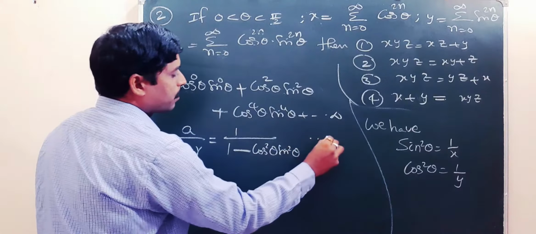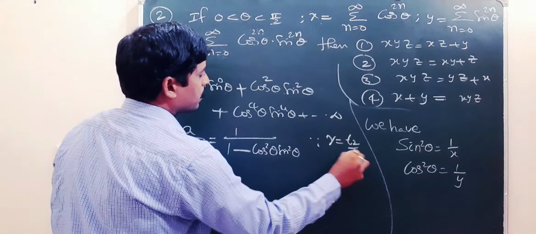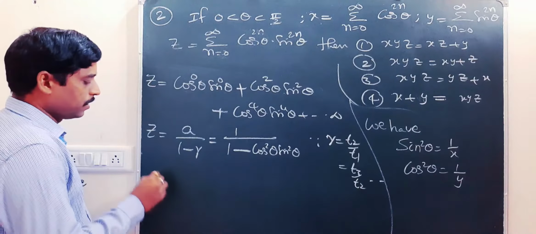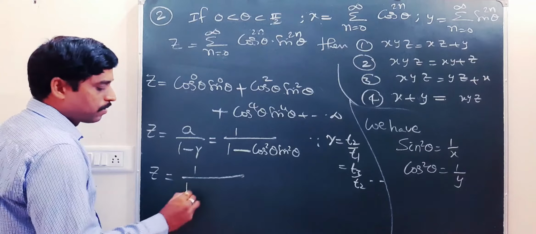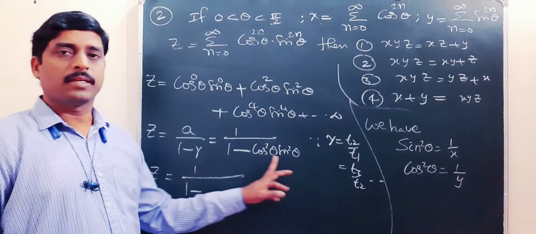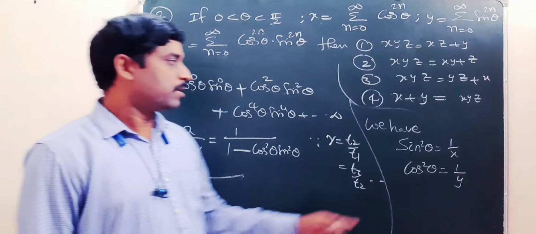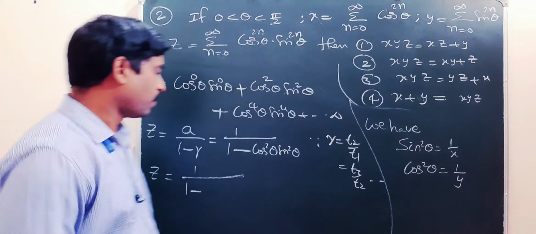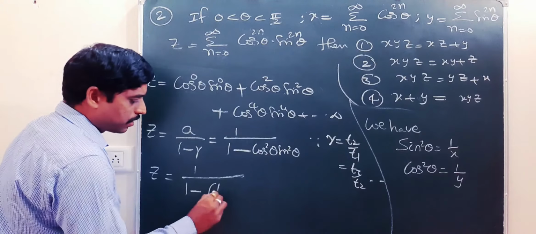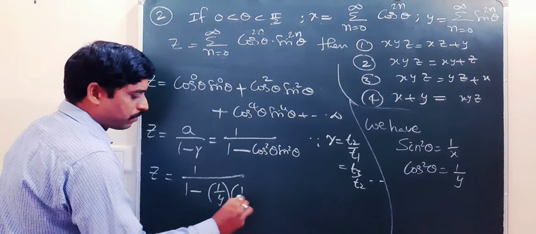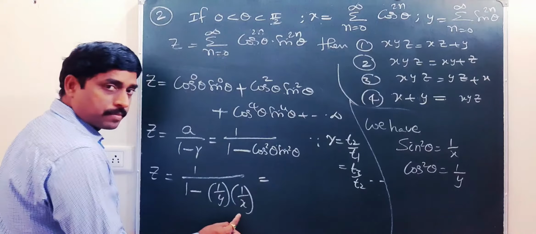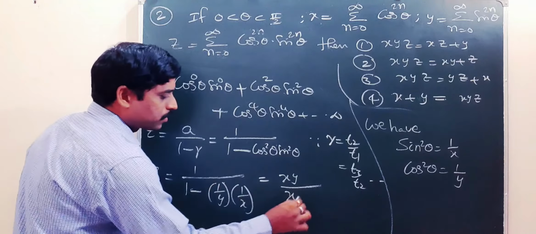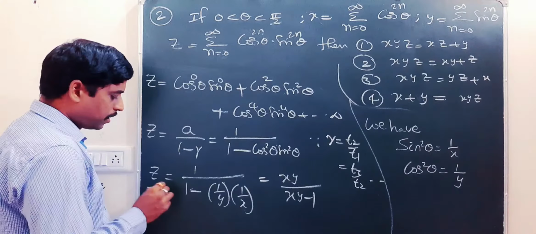So the common ratio formula is R equal to T2 by T1 equal to T3 by T2 and so on. Okay, so Z equal to 1 by 1 minus cos square theta sin square theta, but we have sin square theta value 1 by X, cos square theta equal to 1 by Y. So placing cos square theta, we write 1 by Y into 1 by X. So let us take LCM XY. So XY into 1 by XY minus 1. So let us do cross product.